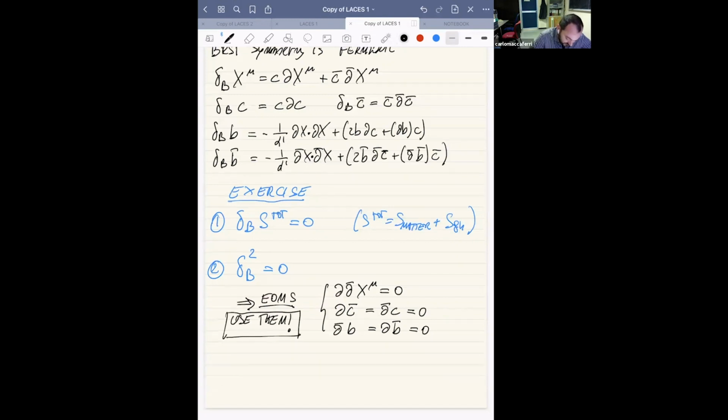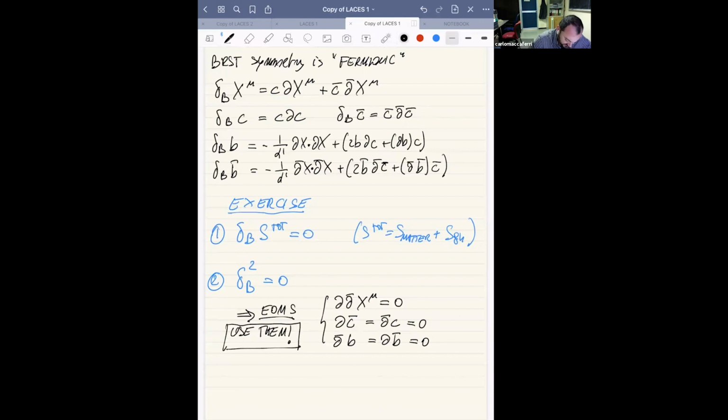So what does it mean? All these fields are in principle functions of W and W̄, functions of two variables. But the EOM of X, the wave equation in 2 dimensions, tells you that X^μ can be written as some X_left^μ of W plus X_right^μ of W̄.